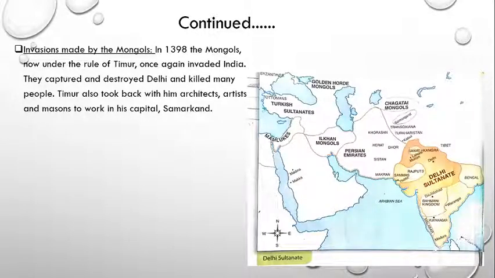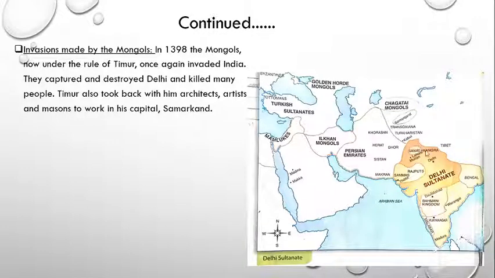Here is a map of Delhi Sultanate. This is written Transoxiana, the place where Timur was born, and this is Samarkand, the capital city of Timur's dynasty. This is the area that was under the control of Chagatai Mongols. Chagatai Mongols belong to the line of Genghis Khan. And from here, Kabul, Afghanistan, Mongols invaded India under the command of Timur.